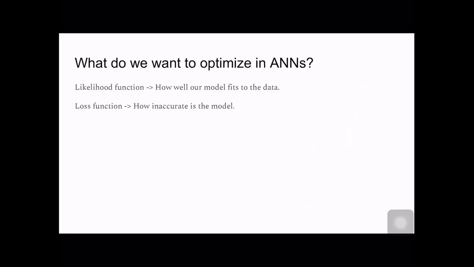So the important question here is, in artificial neural nets, what do we want to maximize or minimize? What is our function of interest? There are two main approaches that the ML community usually follows. The first is the likelihood function, which is a measure of how well our model fits the data. The second is the loss function, which is a measure of how inaccurate our model is. Both these methods are correlated to each other. For example, if you minimize the loss function, you're actually maximizing your likelihood function and vice versa.